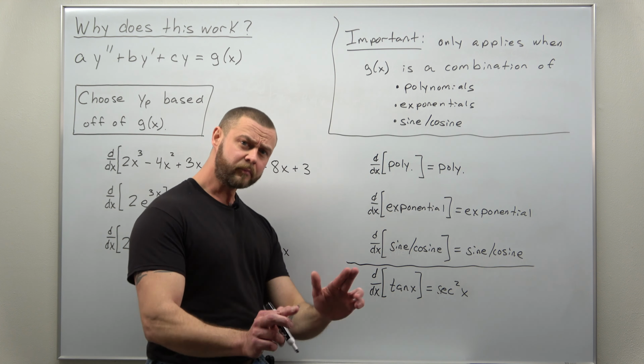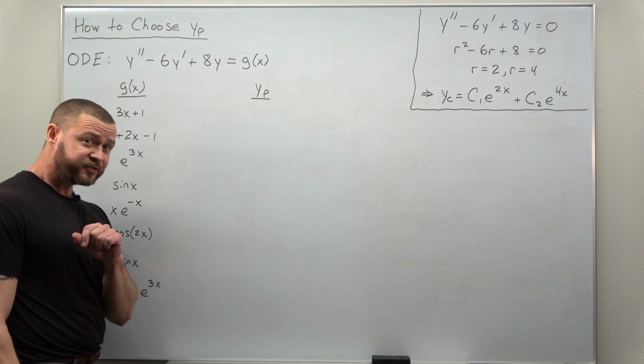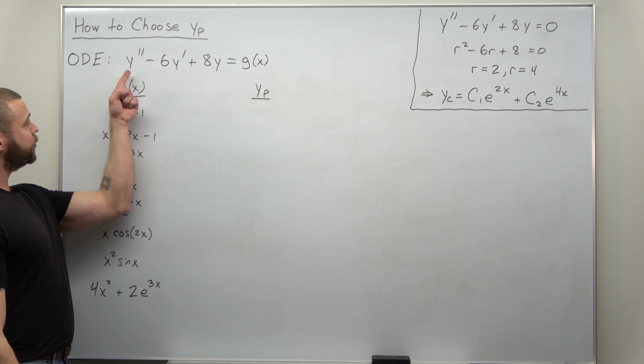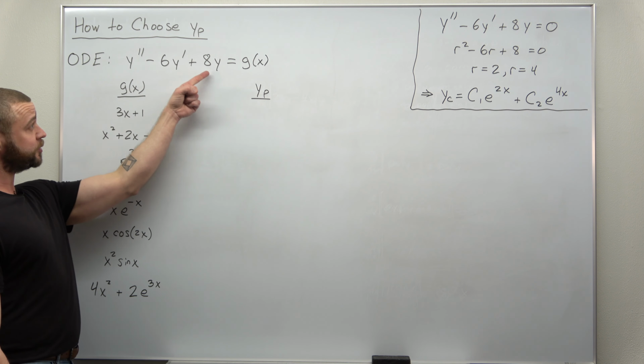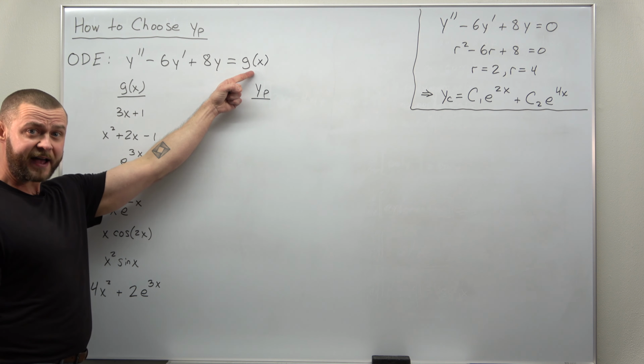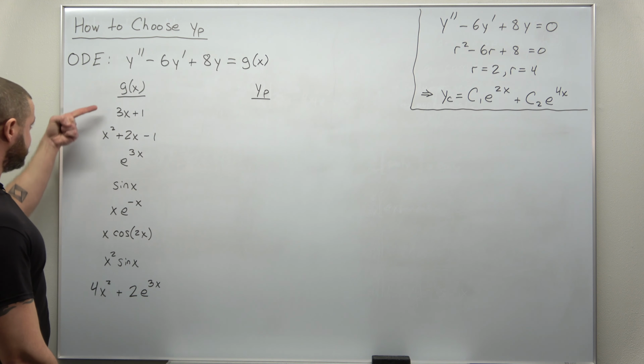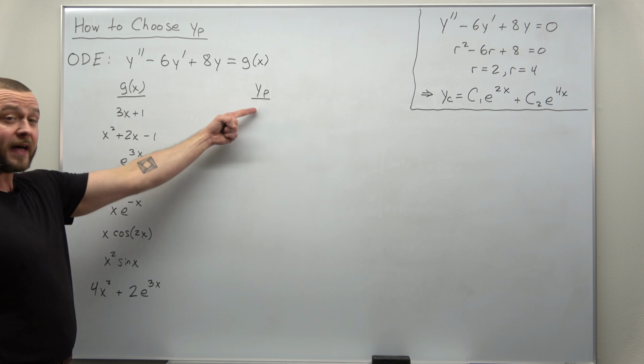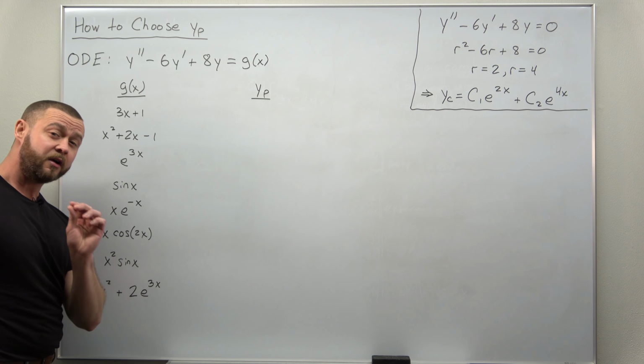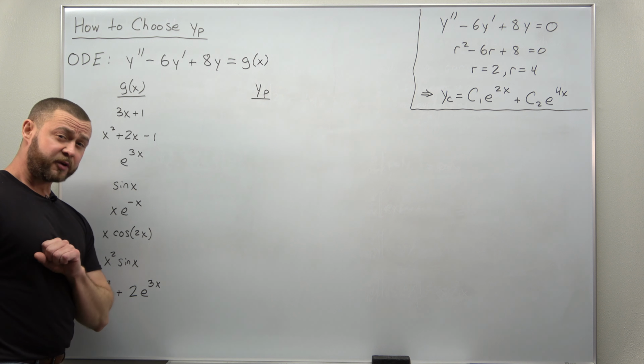There is a little bit of skill to choosing the right form for yp, and let's go through a lot of examples to make sure that you can choose the right form for yp right from the beginning. So let's take a look at a specific non-homogeneous ODE, y double prime minus 6y prime plus 8y equals g of x, and we're going to change g of x and see how that influences our choice for the form of the particular solution.